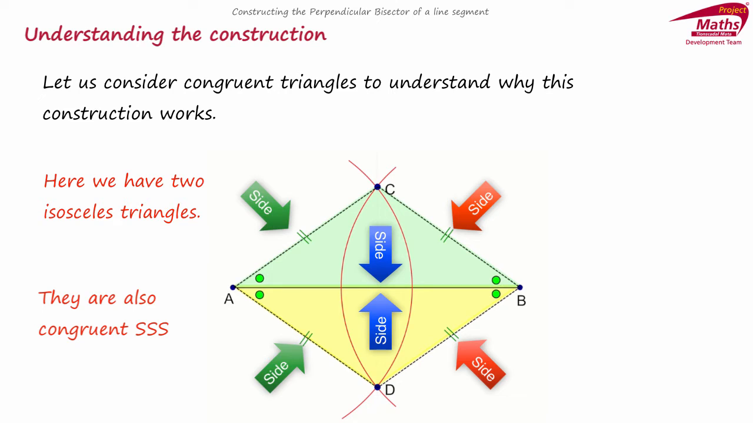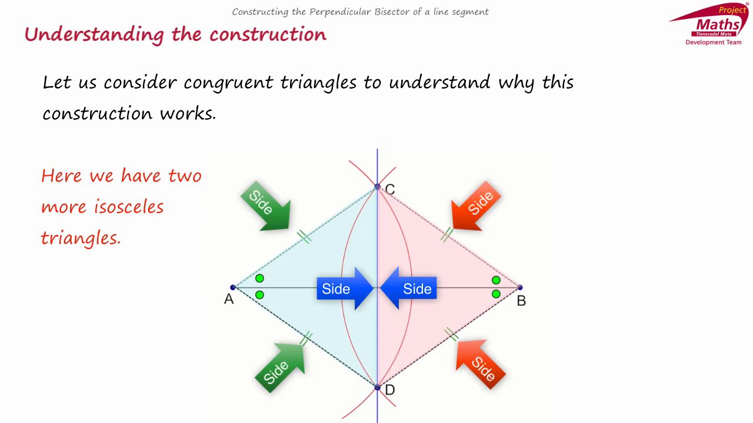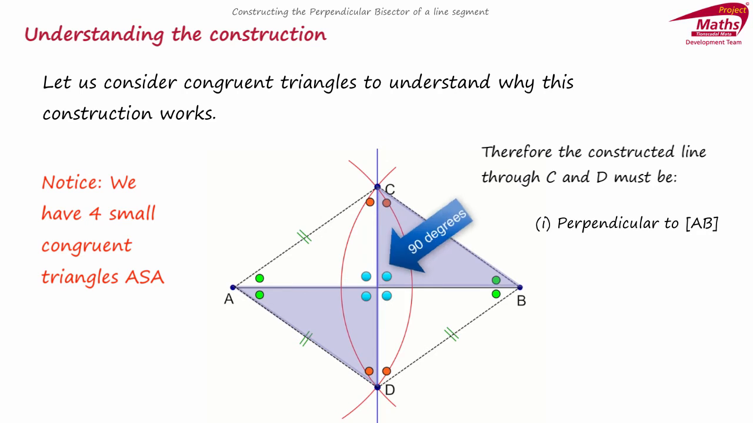Here we have 2 isosceles triangles that are congruent side, side, side. Notice we have some angles that are the same as well. And here we have 2 more isosceles triangles that are also congruent because of side, side, side, giving us 4 more angles that are equal. Now if we look at the small triangles, we see we have 4 small congruent triangles because of angle, side, angle. This tells us that the constructed line CD is both perpendicular to AB and bisects AB.